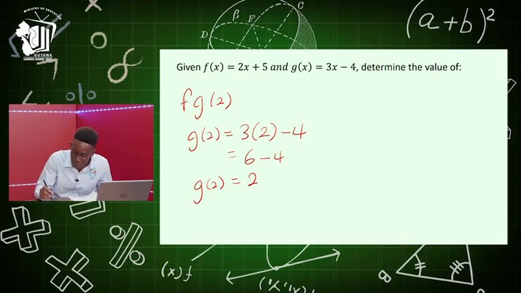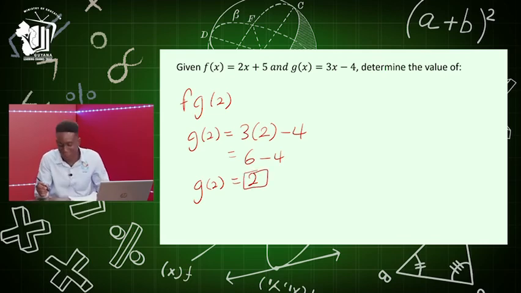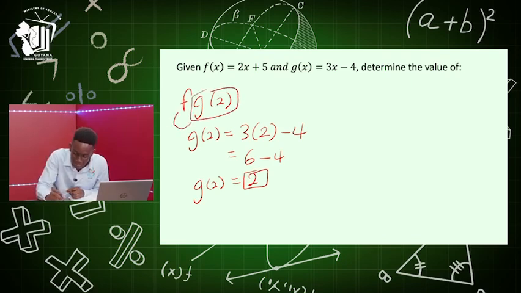Now this is a coincidence that g of 2 is equal to 2. This is not always the case. So we just need to be careful when we work it out. So g of 2 is equal to 2. So what this is saying is we're taking the value of g of 2, in this case, which is 2, and we're putting that inside the function f.